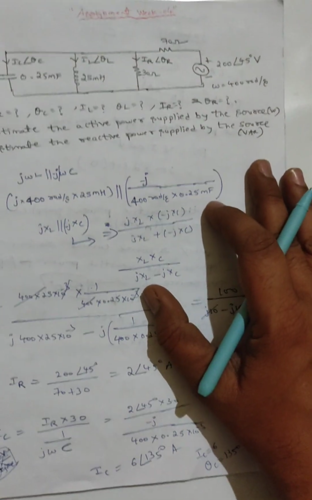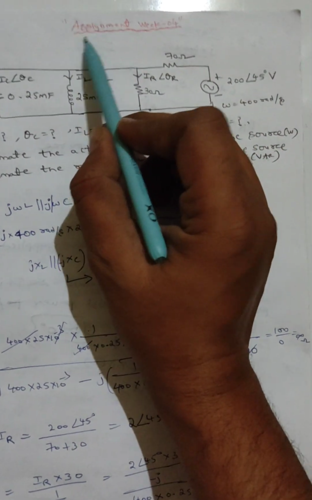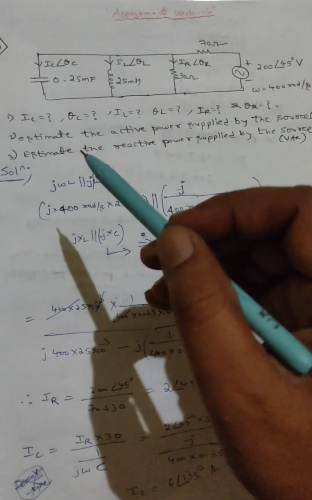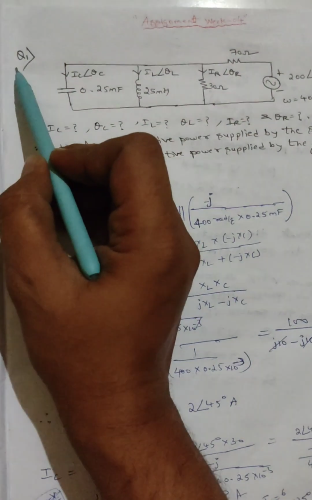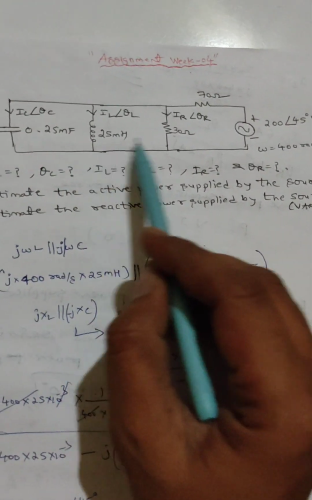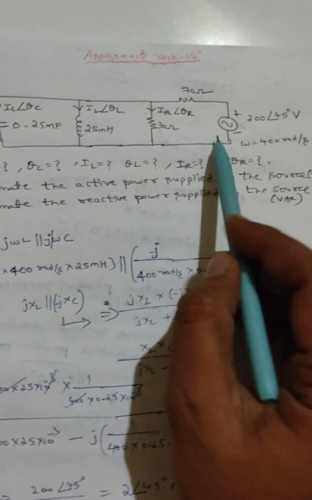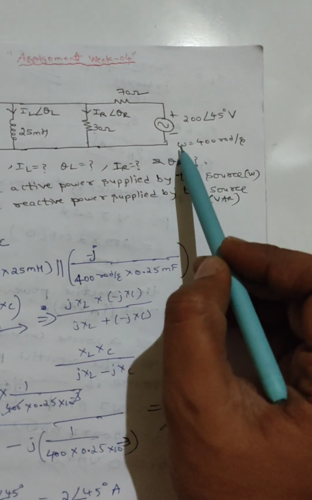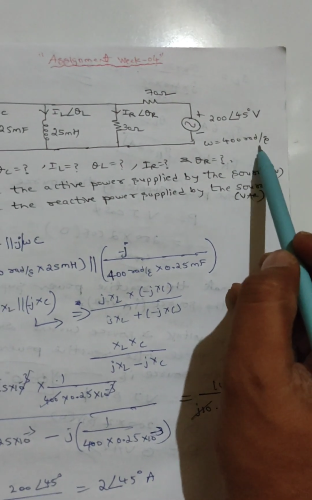So in this video I'm going to provide solutions for assignment week 4 of the NPTEL network analysis course. In assignment 4, this is the first question. They have given a network consisting of a capacitor, inductor and resistance, all connected in parallel across a voltage source of 200 at an angle 45 degrees. The source has a frequency of 400 radians per second.